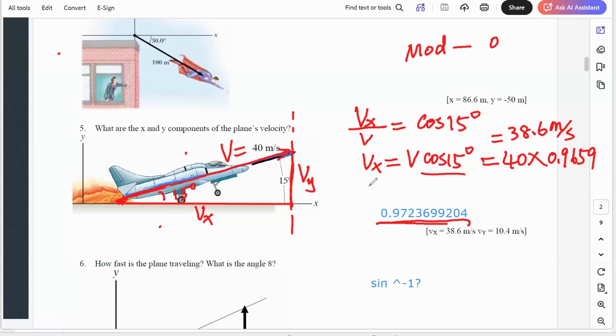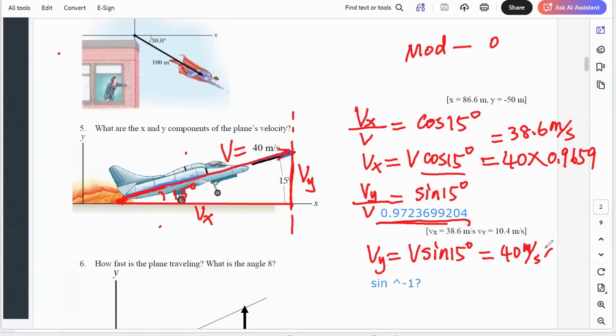Now, we do the same thing for y. Vy over V, what do you get? Is it sine or cosine? So it'll be sine 15 degrees times 0.2588. So you calculate it, you will get 10.4 meters per second, right? You good? Yeah. Any questions so far?